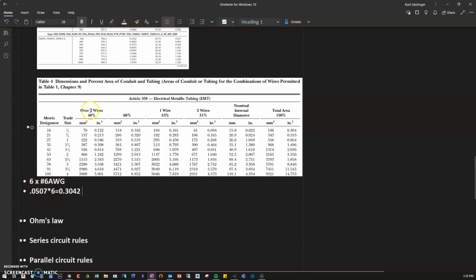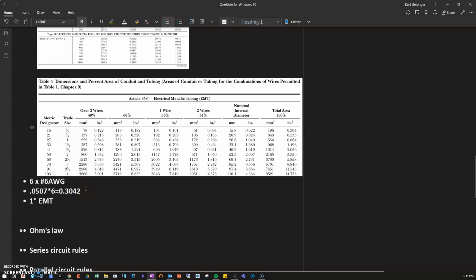Well, I'm going to say, okay, I have over 2. Let's come down here, find one that is bigger than 0.3042. I'm going to scan the column here. It happens to be this guy here, 0.346, which is a 1 inch. So that means I need a 1 inch EMT to contain that. So there is your conduit fill type of problem for the test.